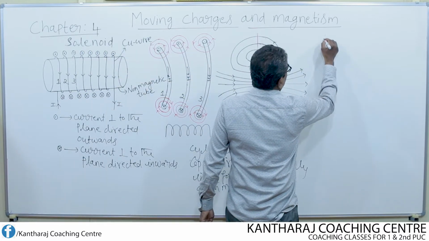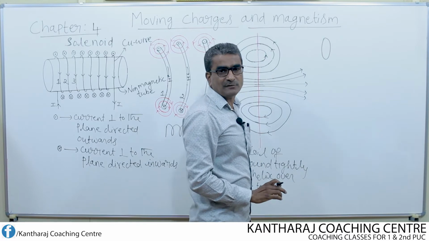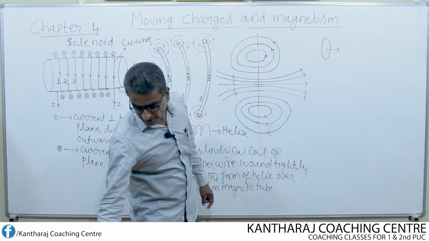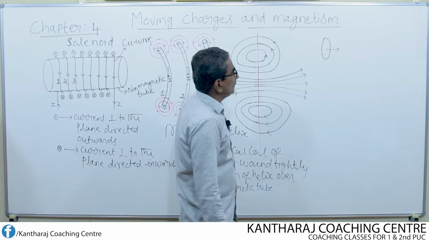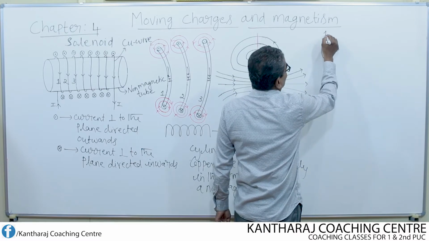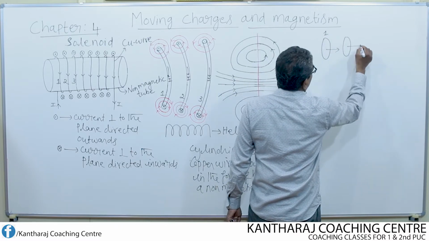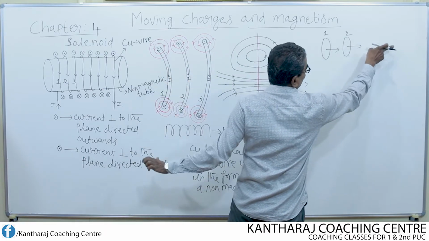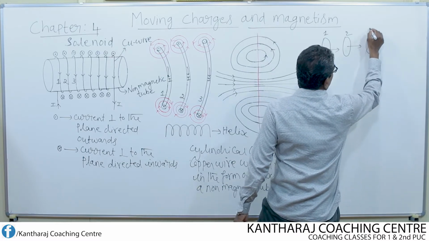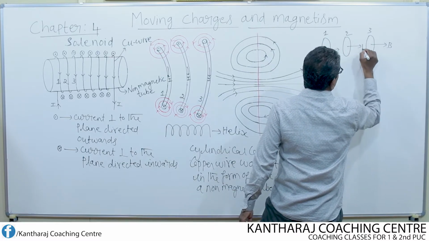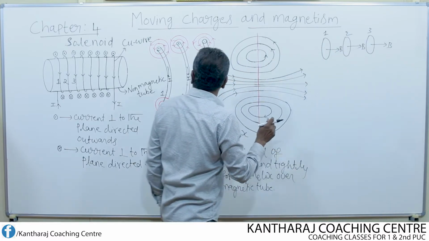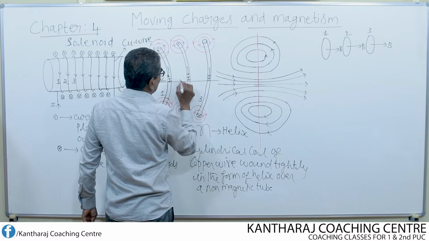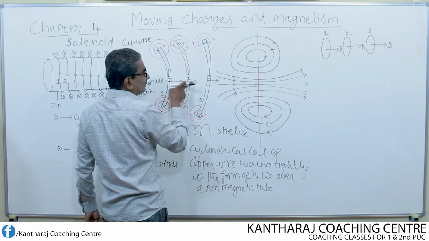So this is turn 1. How will the direction of magnetic field be now? The direction of magnetic field will always be along the axis. If this represents the direction of the magnetic field due to turn 1, then due to turn 2, that means due to this turn, the magnetic field will be like this. Again, due to turn 3, the magnetic field direction will be like this. So what does it represent? Look here, due to all these three turns, the magnetic field direction is one and the same along the axis.